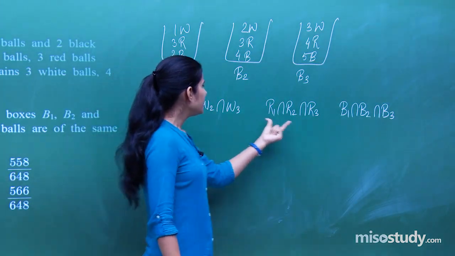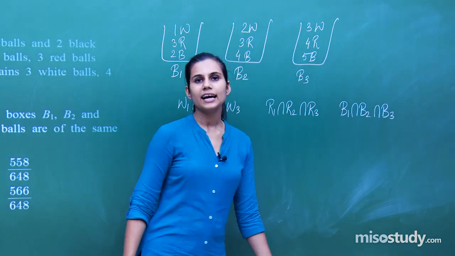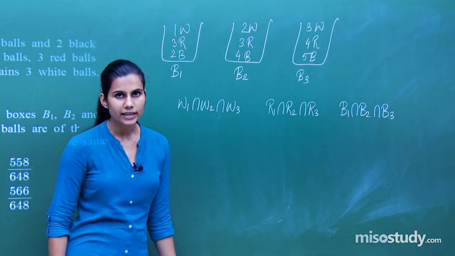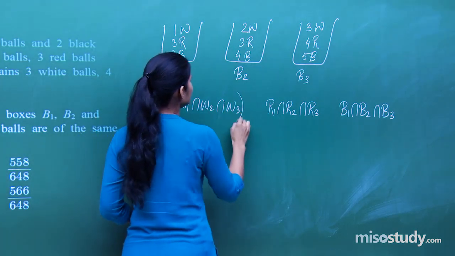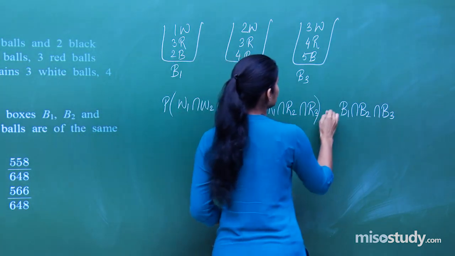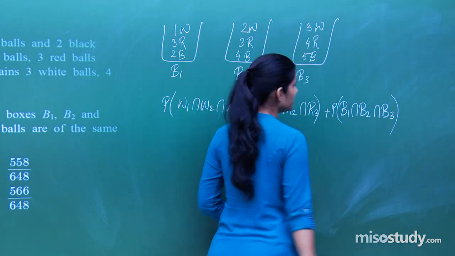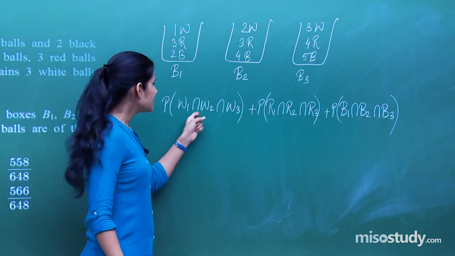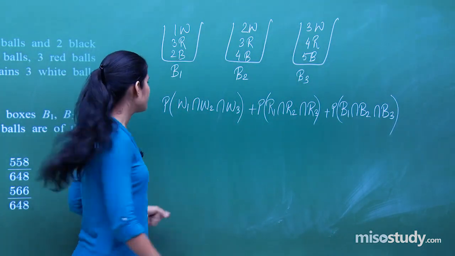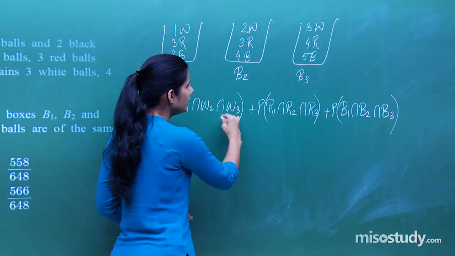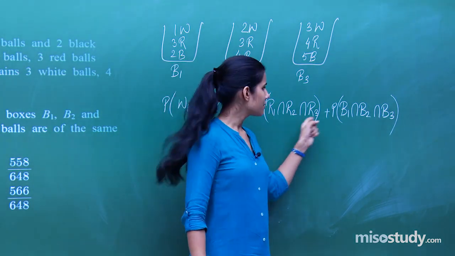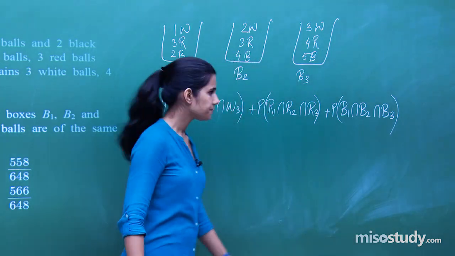So this event union this event union this event is the actual event whose probability we need to find. They are mutually exclusive, so the end result will be probability of this plus probability of this plus probability of this. And now these are independent events, so it will be probability of W1 into probability of W2 into probability of W3 plus product of these probabilities plus product of these probabilities.